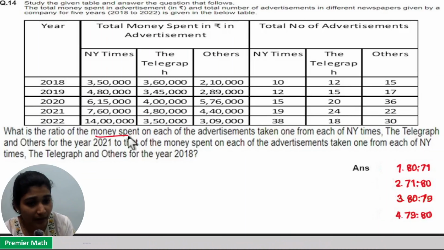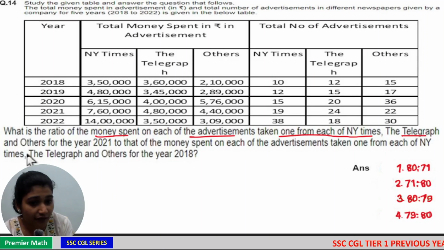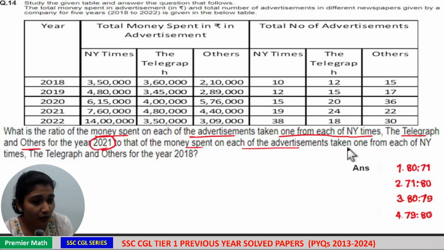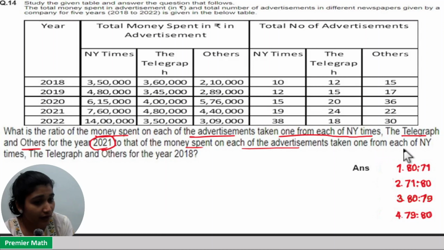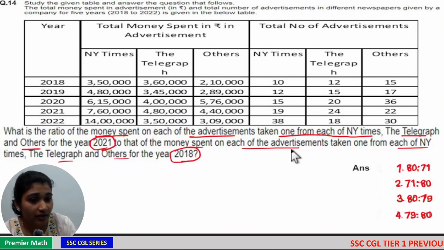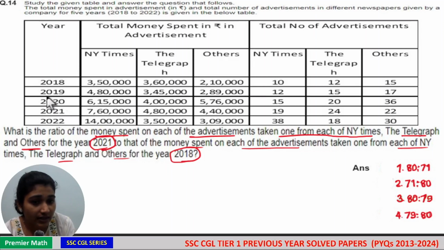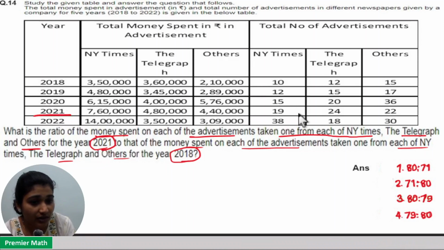What is the ratio of money spent on each of the advertisement taken, one from each of NY Times, Telegraph and others for the year 2021 to that of money spent on each of the advertisement taken, one from each of NY Times, Telegraph and others for the year 2018? Here, each of the item means first take the 2021 sum. Here this is 2021 term.